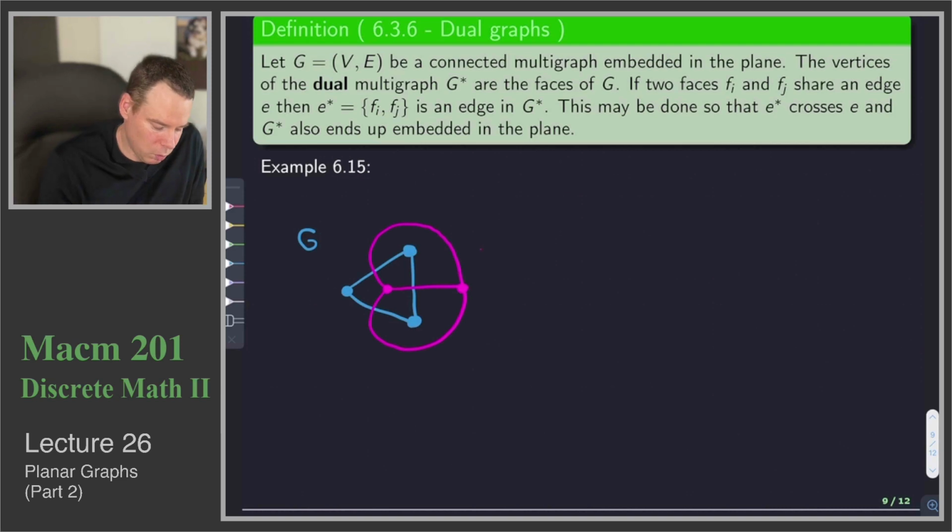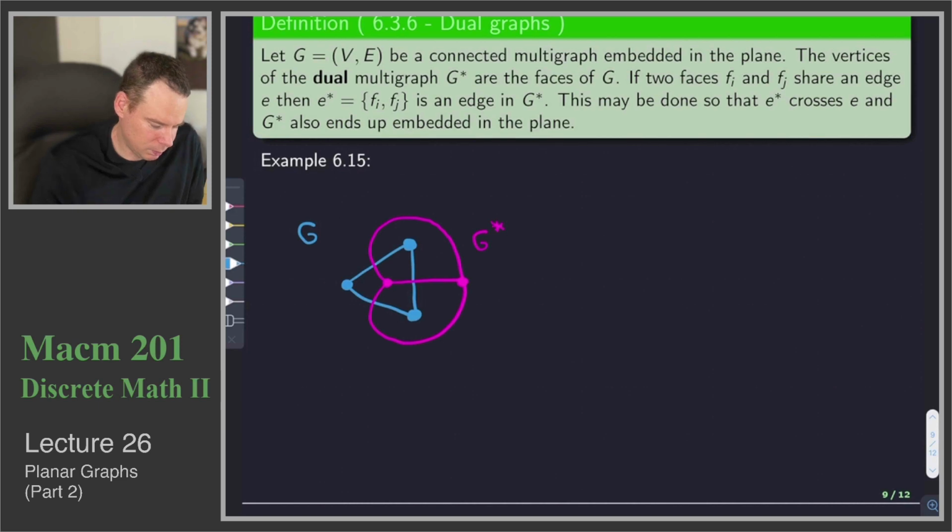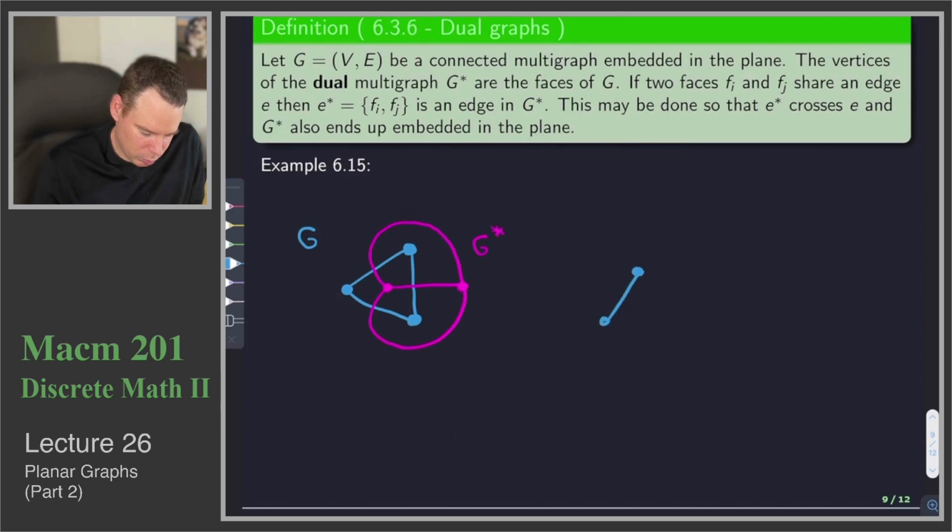And this is called the dual graph, which we call G with a star as a superscript. And that's what the description up above says. Let's have a look at another example. So we'll look at an example with some loops and some parallel edges.